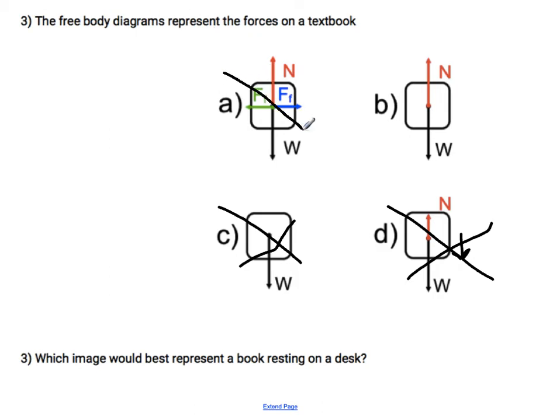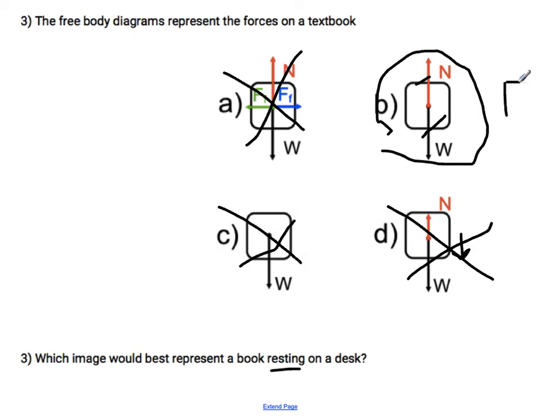This situation in the problem is not what it's asking for. It's resting on the desk. They don't say anything about anybody pushing on it or friction on it or anything. So it should be B is the correct answer here. The key, if you wanted to see why, is that W is just as long as N. So your net force here, F net, would be 0.